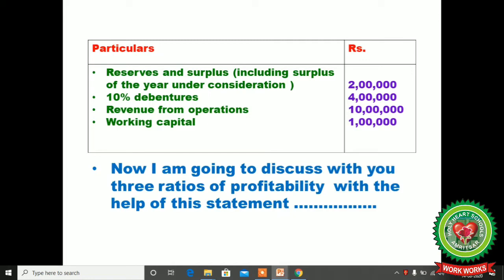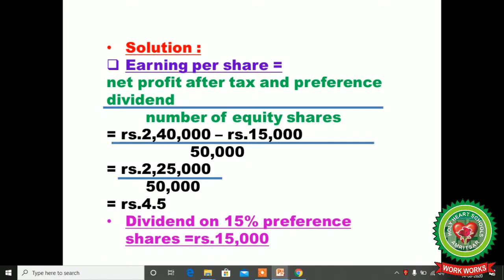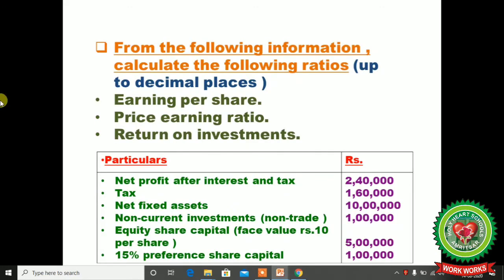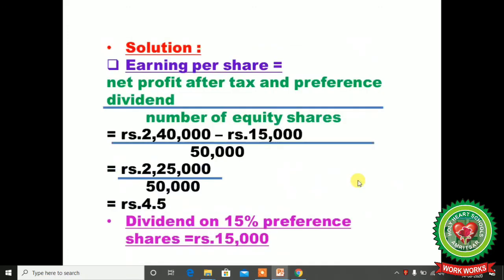Now I'm going to discuss the three ratios of profitability with the help of this statement. Earning per share is net profit after tax and preference dividend divided by number of equity shares. So first of all, check out the net profit after tax and preference dividend. Net profit after tax and interest is 2,40,000. Put the value here, 2,40,000.